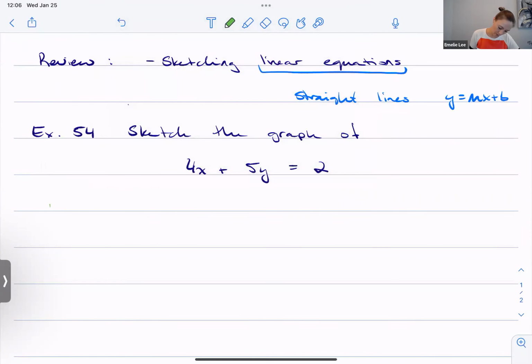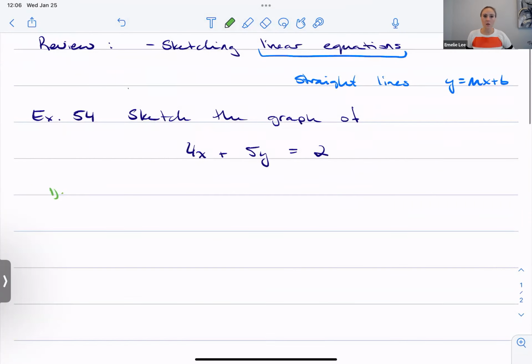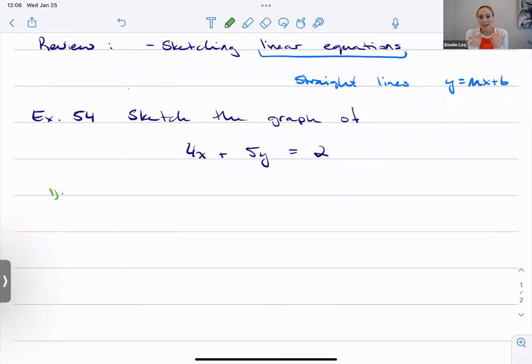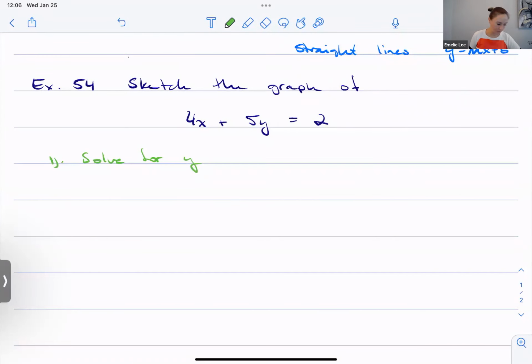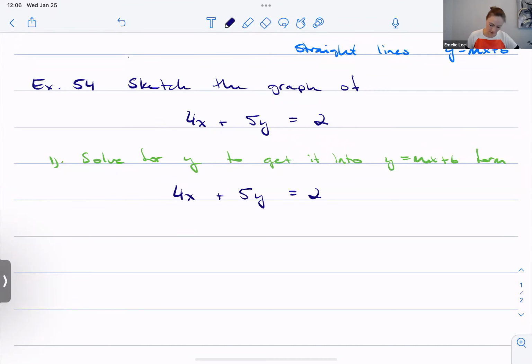Okay. So step number 1 is, I like to have it in the form of y equals mx plus b. So I'm going to solve for y. You don't have to, but I think it's easier to get it into y equals mx plus b form. Okay. So I have 4x plus 5y is equal to 2.